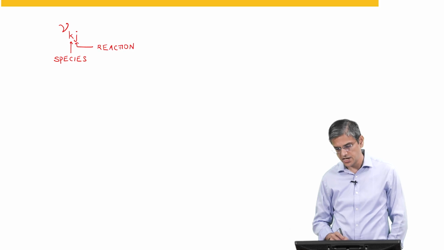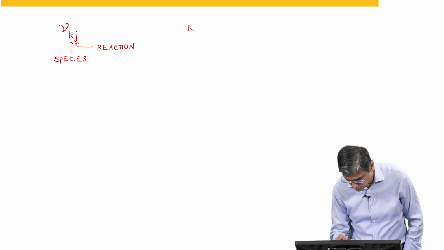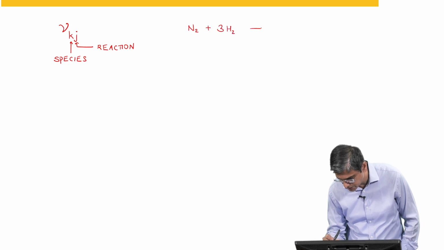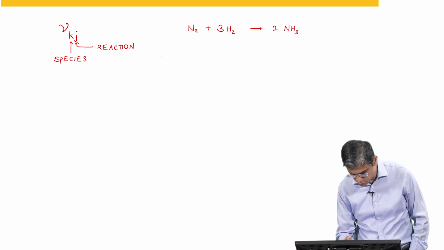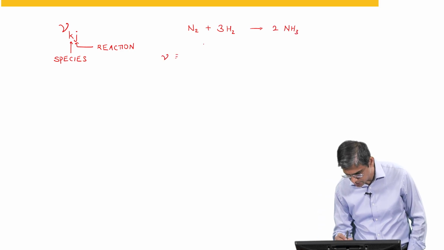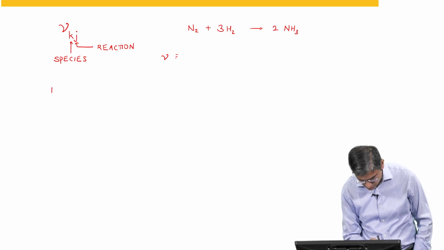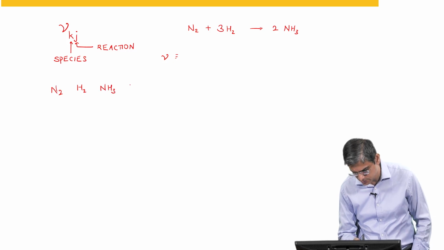in the jth reaction. Let us say the reaction was N2 + 3H2 giving 2NH3. Then the stoichiometric matrix is, and let us say the species that we are talking about are N2, H2, NH3 and something else.